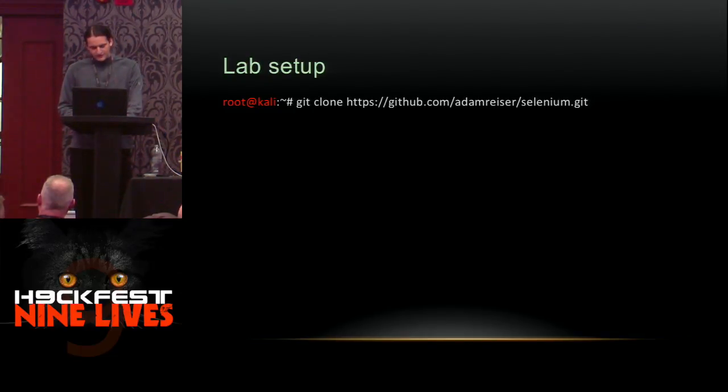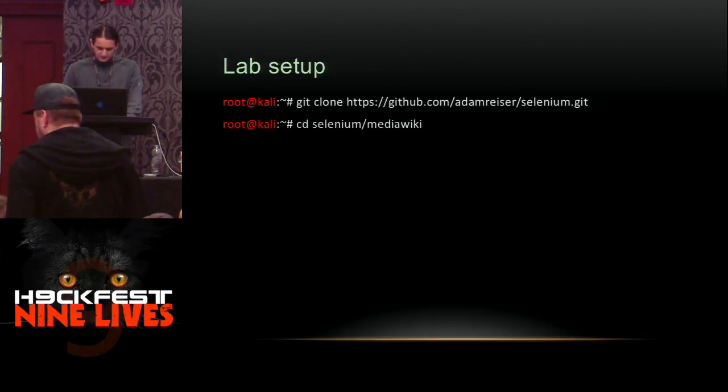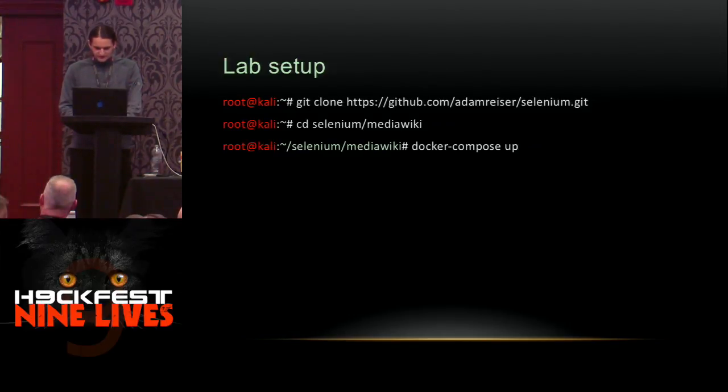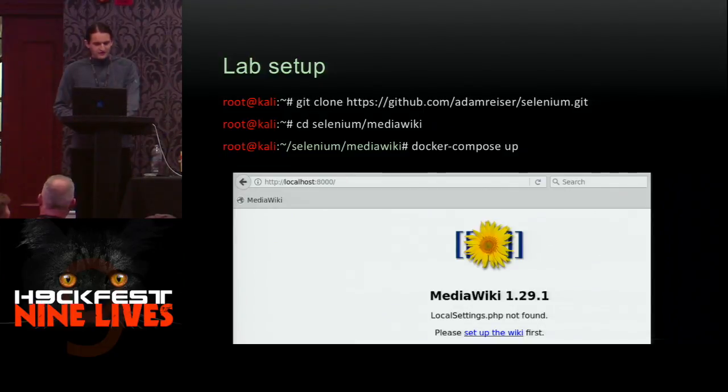And their Compose file I've modified slightly for this demo. It uses the official Mediawiki and Maria database images. And if you download it from my Git, you can see the Docker Compose YAML. And so once you have it, it's as simple as doing Docker Compose up, and you'll have an unconfigured Mediawiki instance on your localhost port 8000.